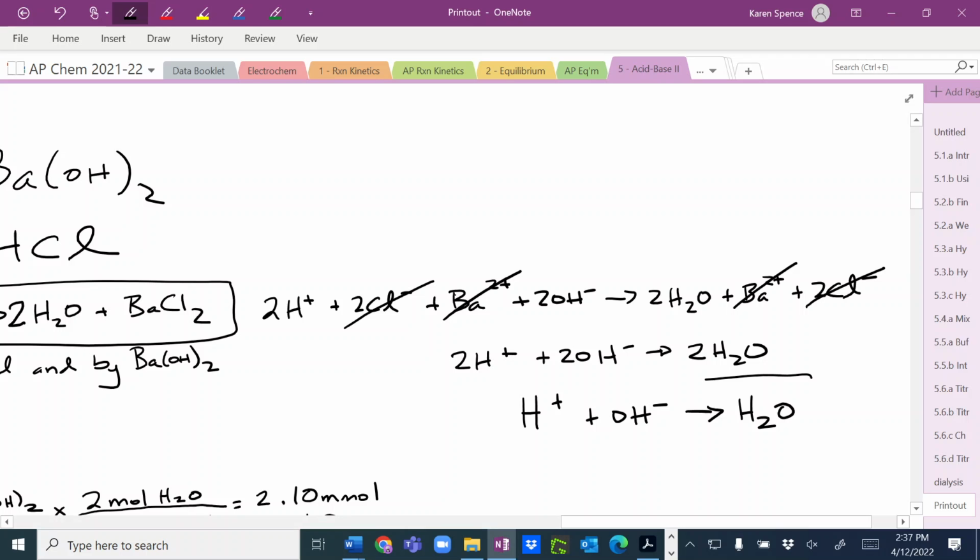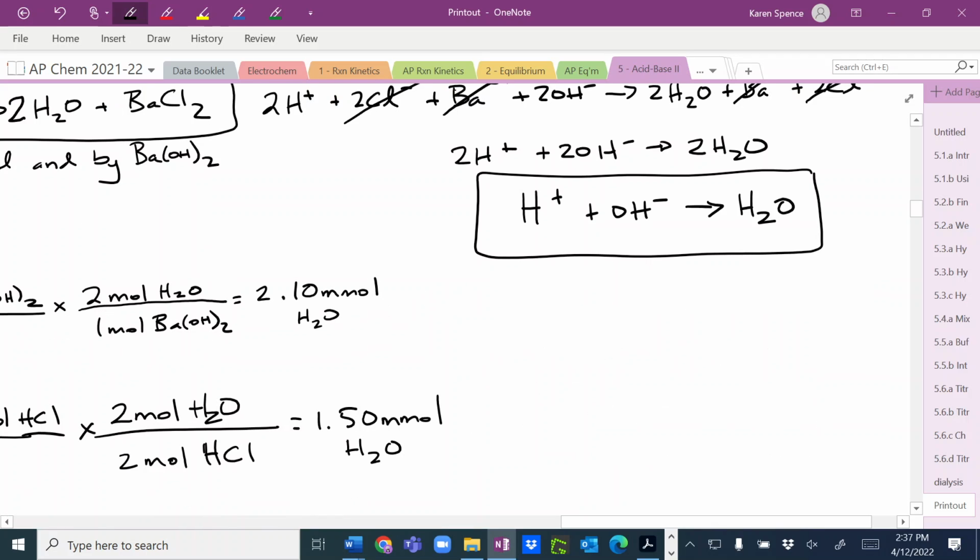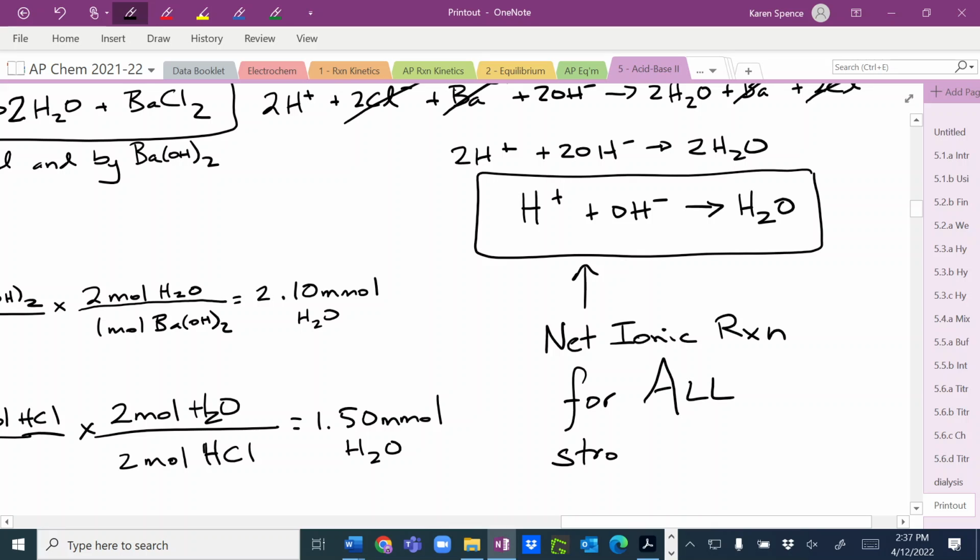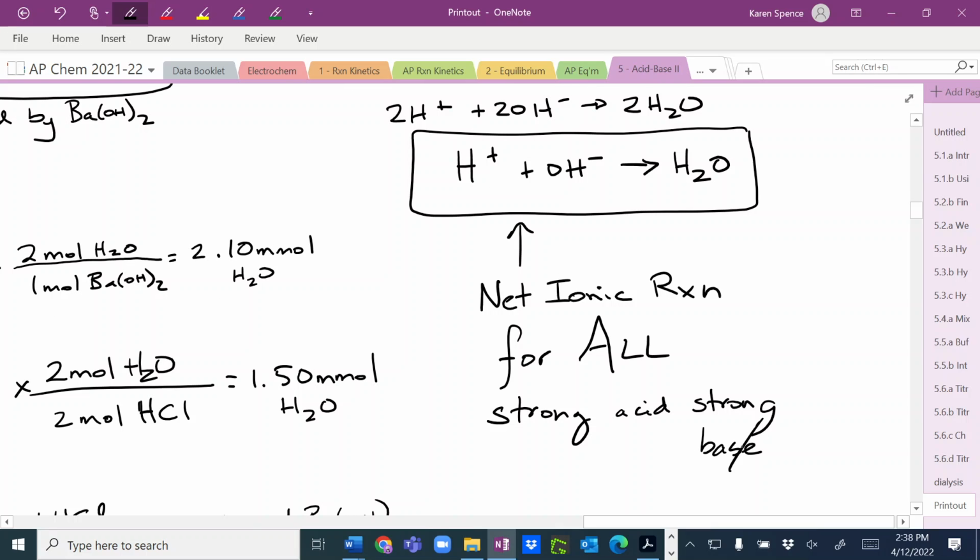Yeah, you can always get this. This is the net ionic reaction for all strong acid, strong base neutralizations. And limiting reactants are so easy when you have one-to-one stoichiometry, right? So let's do it that way.